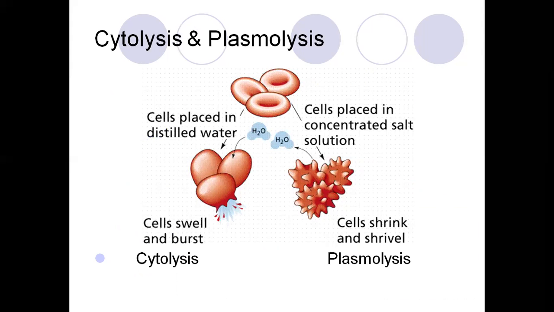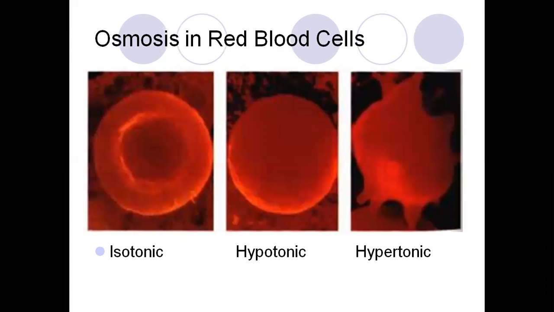So for cytolysis and plasmolysis, we can see here a cell placed in distilled water. The distilled water gets inside and the cell swells and bursts, which leads to cytolysis. But if the cell is placed in a concentrated salt solution, it shrinks and shrivels, resulting in plasmolysis. So, osmosis in the red blood cell: isotonic solution, hypertonic solution, and hypotonic solution, as described in the picture.